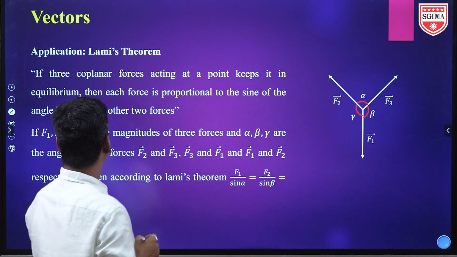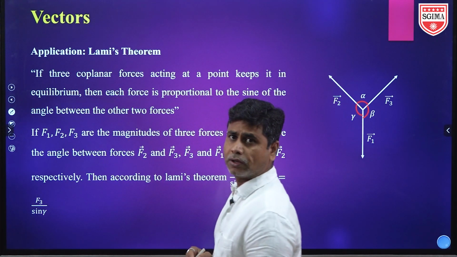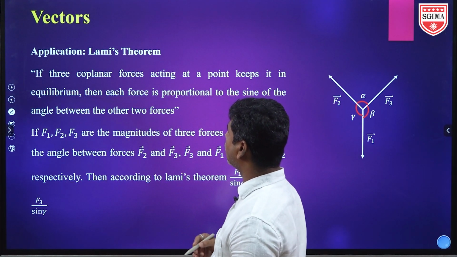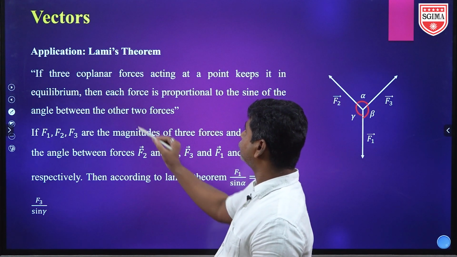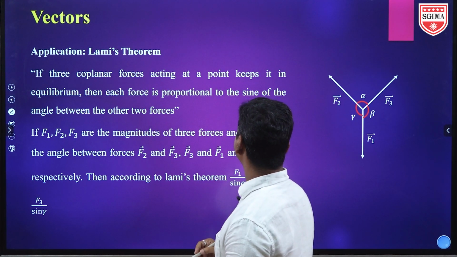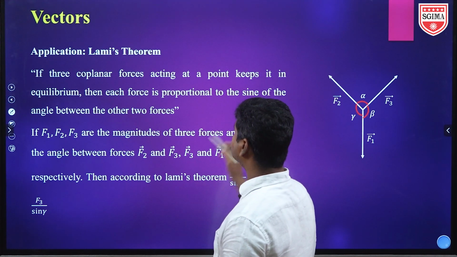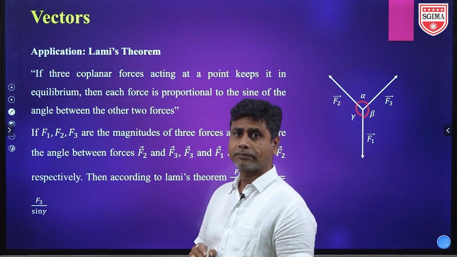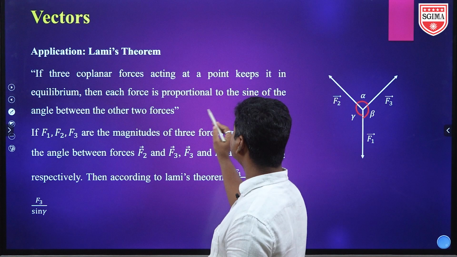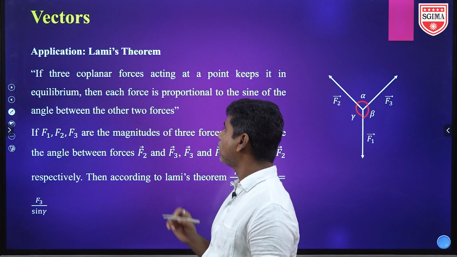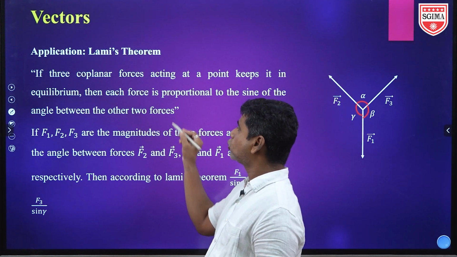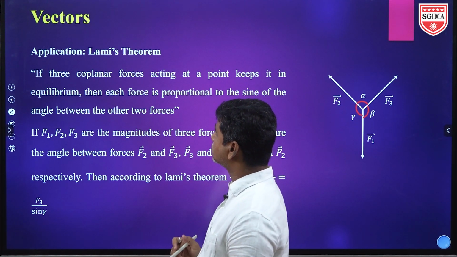Next, an application based on the equilibrium concept is Lami's theorem. Lami's theorem: if three coplanar forces acting at a point keep it in equilibrium, then each force is proportional to the sine of the angle between the other two forces. We will see the statement.